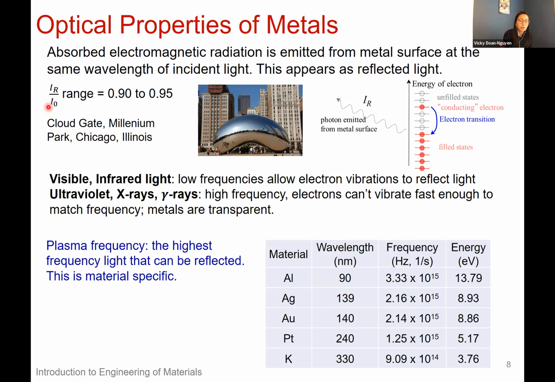And you can see that the reflection fraction, so I_R versus I naught, is pretty high. So the amount of light that's reflected is actually quite high. Out of 1, it's 0.9 to 0.95. So that's where we left off, talking about optical properties of metals.